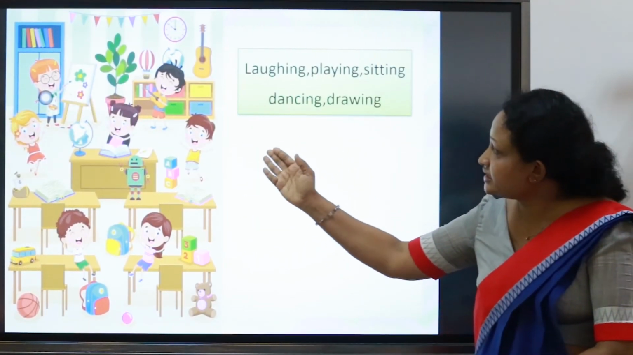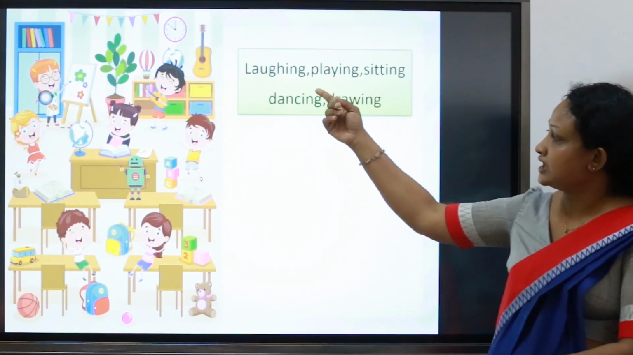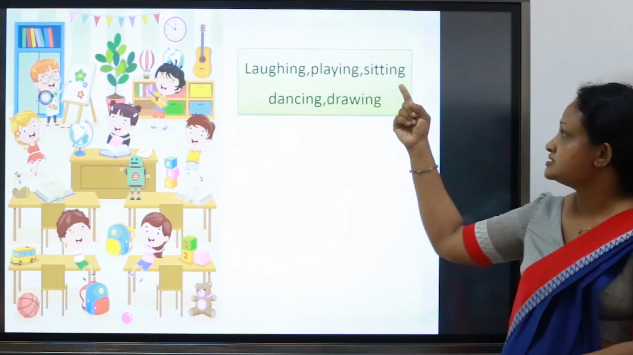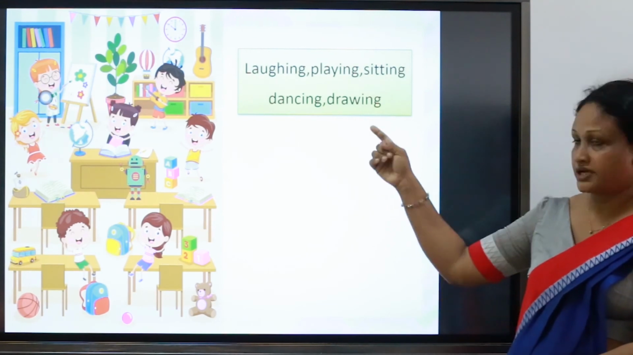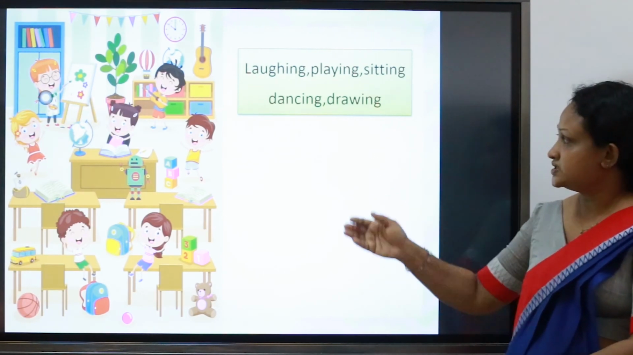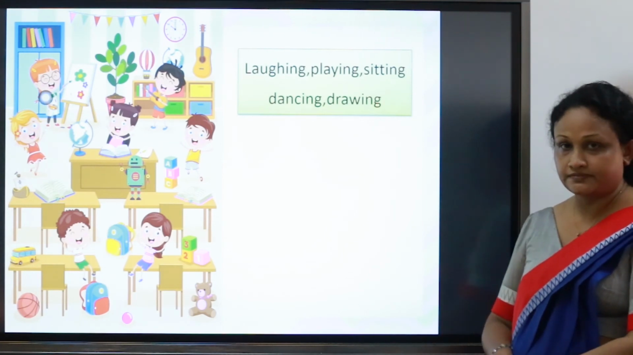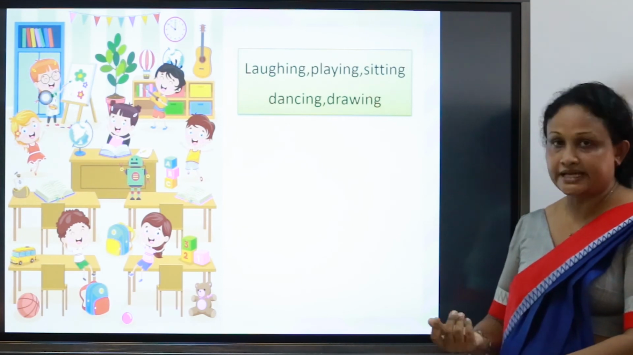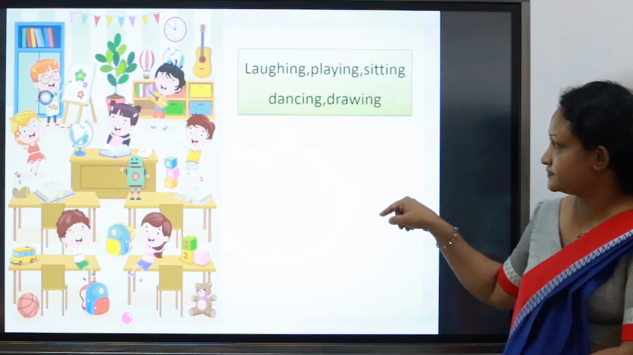Here, these are the actions in the picture. Laughing, playing, sitting, dancing, and drawing. Using these verbs, you can build up your sentence. Take your time and do this activity. Okay, let's check your answers.